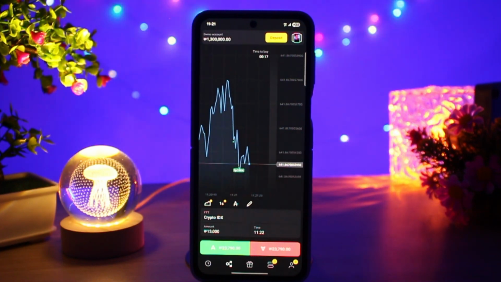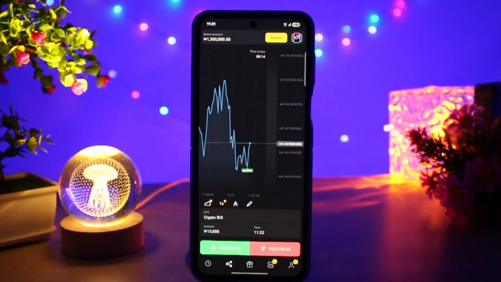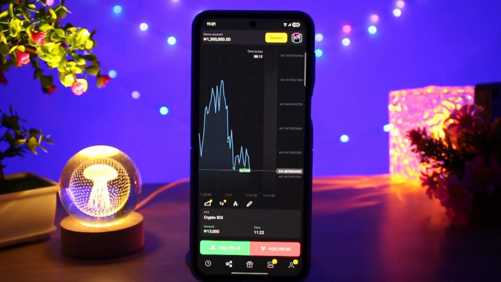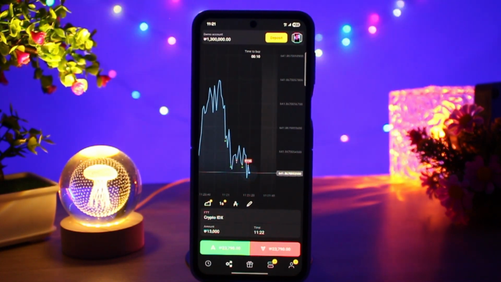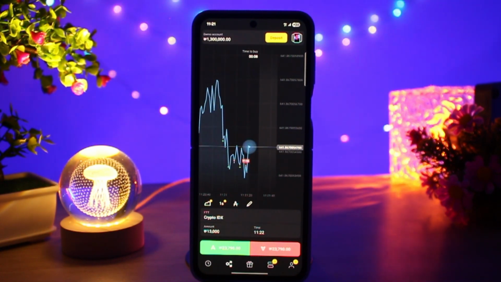The next is to use risk management techniques. Never risk more than 1 to 2% of your capital on a single trade. Use stop loss orders to limit potential losses. Then decide your trade size wisely.